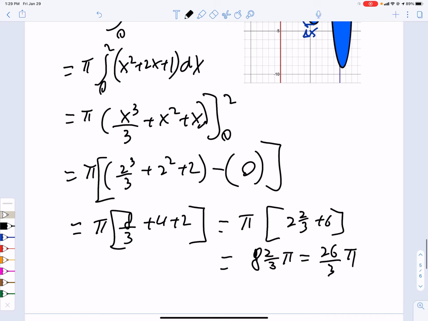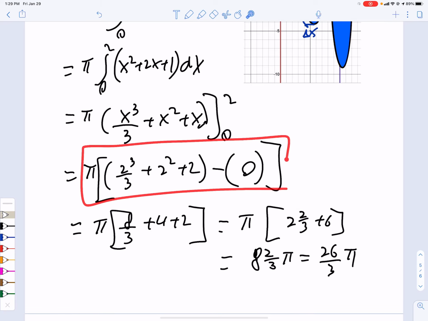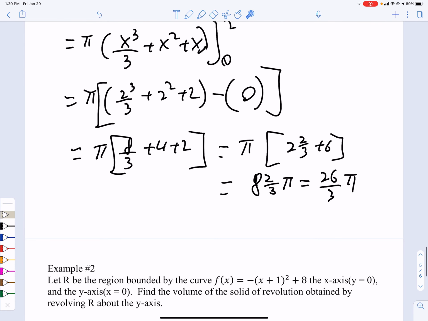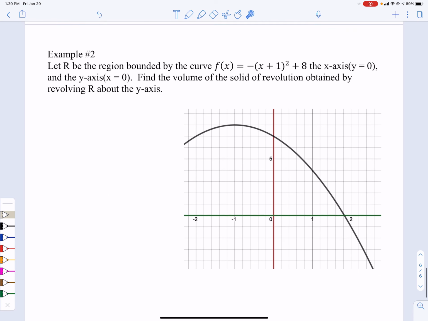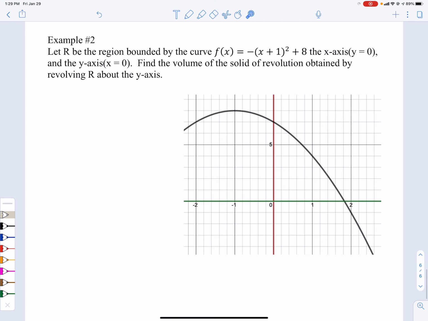Now, if this were an AP test, you would stop right there if it's FRQ. But if this were a multiple choice, the answer could appear as either one of those, so make sure you know how to simplify. And that's our first example. We have one example left, and we are done. And you'll have some homework.